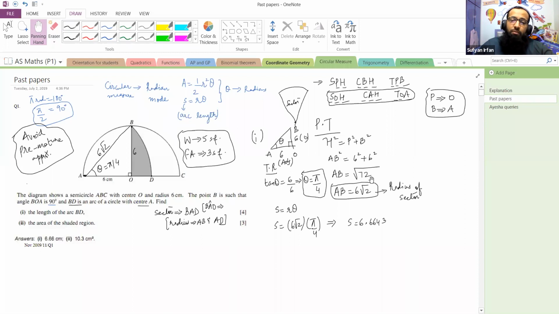finding the 3 SF figures from the very beginning, let's suppose you converted pi by 4 into decimals and found the 3 SF version of that. You converted 6 root 2 into decimals and found the 3 SF version for that. And if you multiply both 3 SF versions together, the final answer that you get in 3 SF will not be the right one.